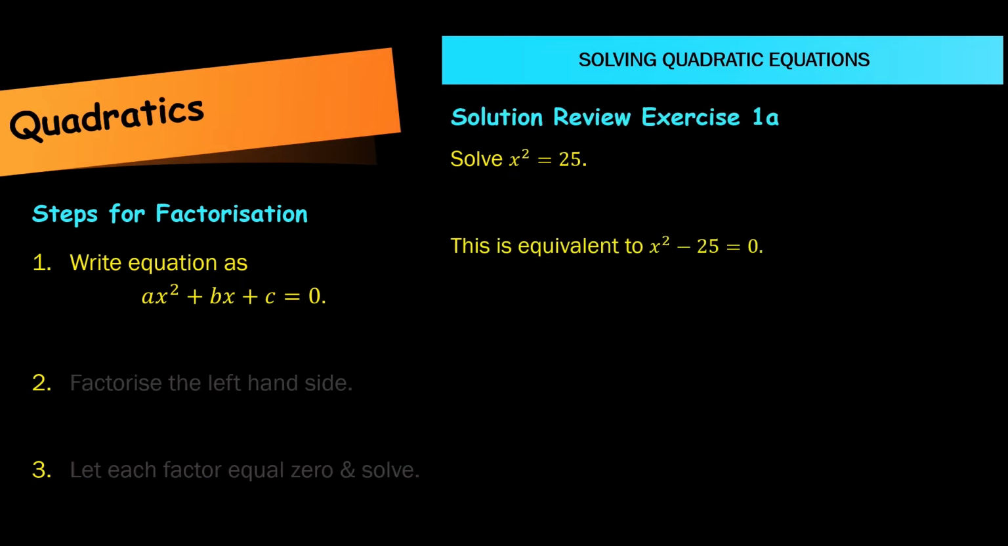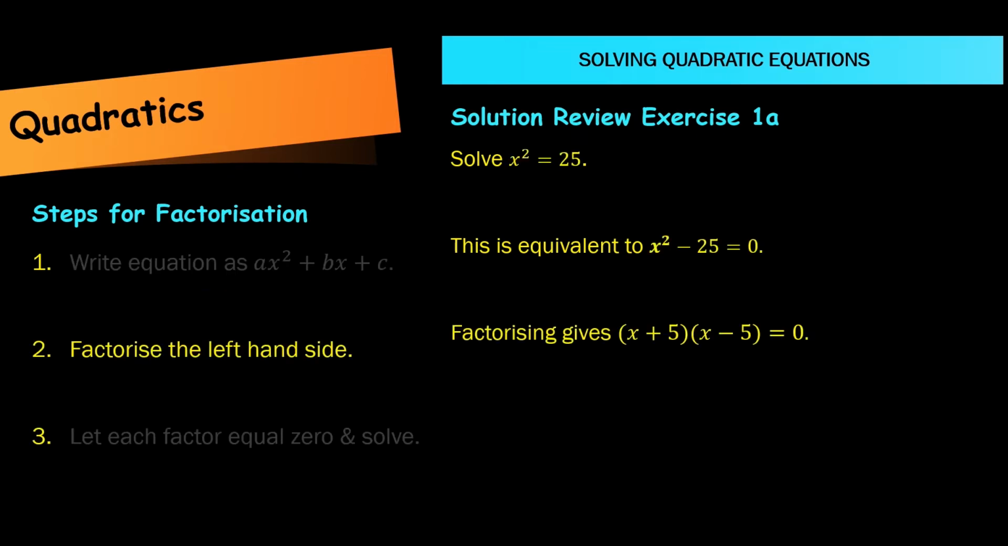This is equivalent to x squared minus 25 equals 0. We've put all the x's and all the constants on one side, as required by the first step. Next, we factorise the left-hand side to give x plus 5 times x minus 5, and of course that equals 0.